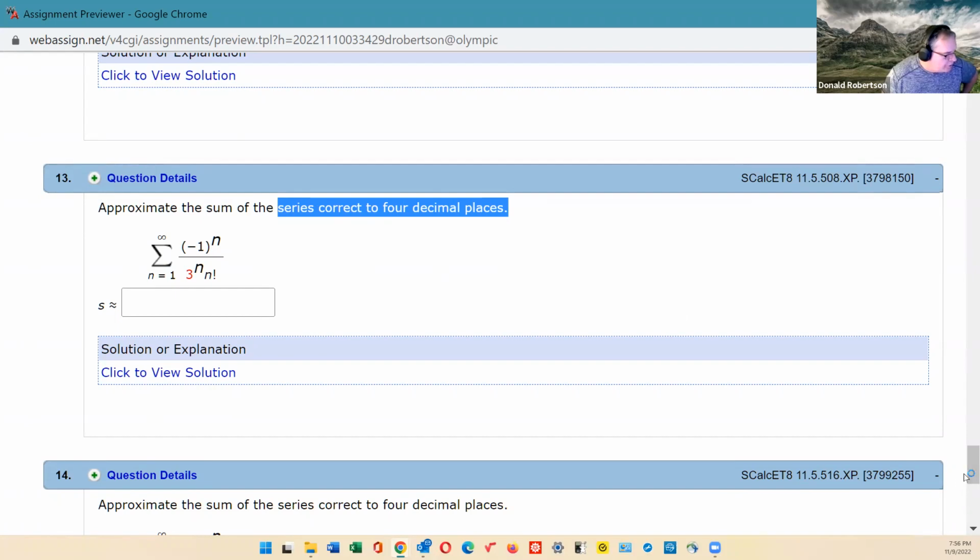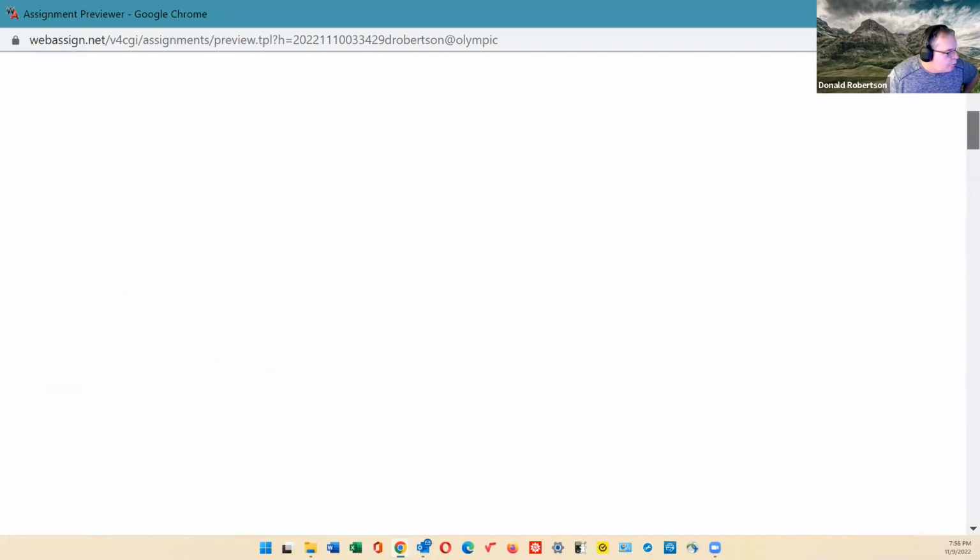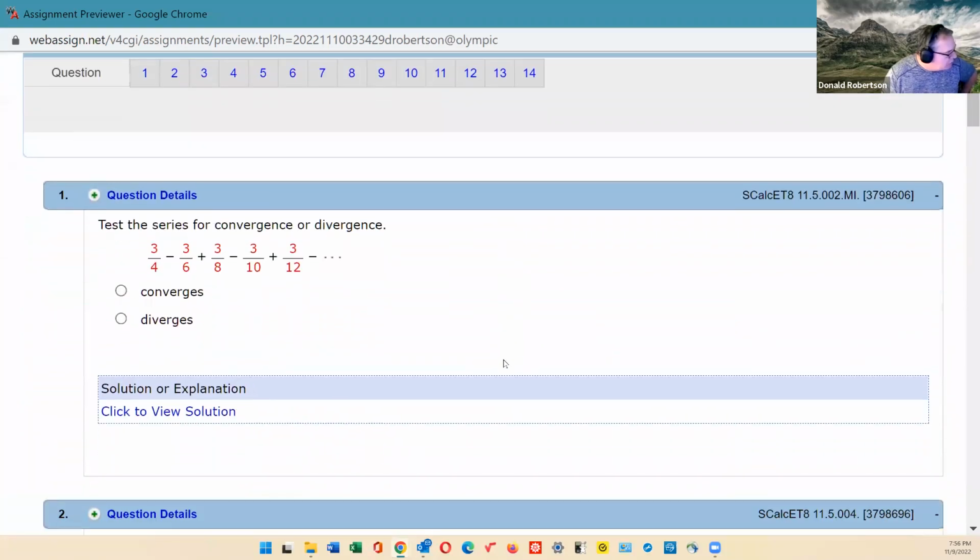But before I do that, let's jump way back to the beginning and look at some questions that we haven't tackled yet. Question 1 is an alternating series. It goes 3/4, take away 3/6, plus 3/8, take away 3/10, plus or minus forever. And we are going to be essentially finding out, does this alternating series converge or not?